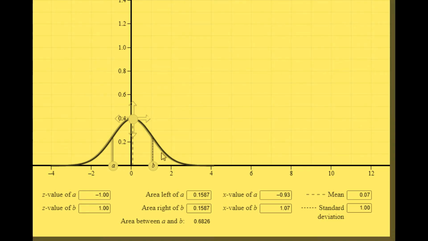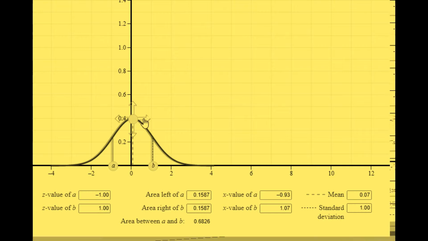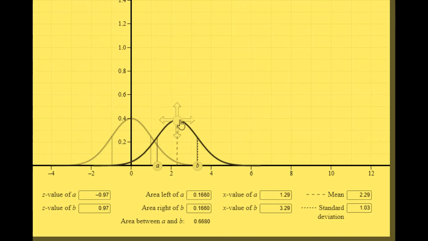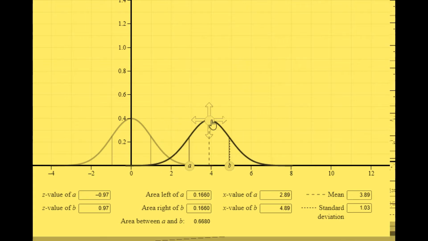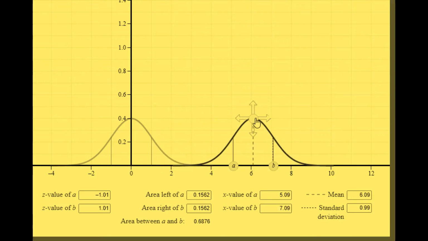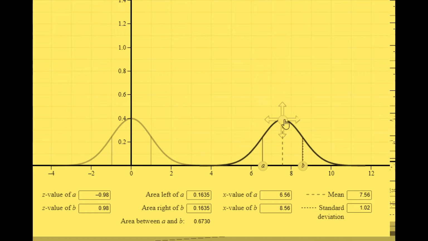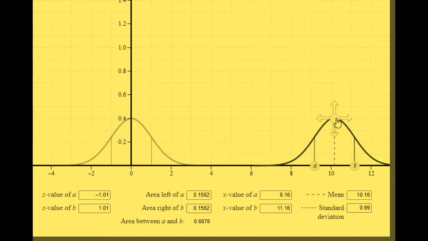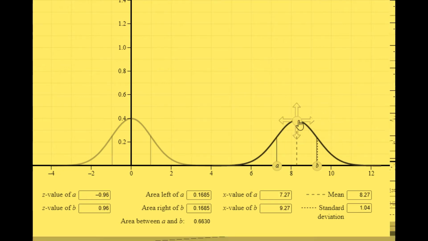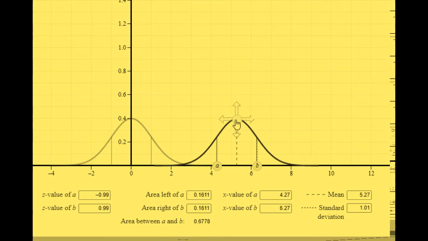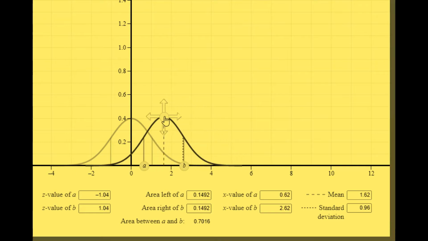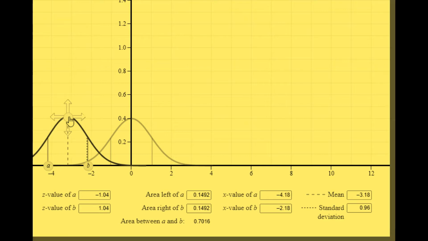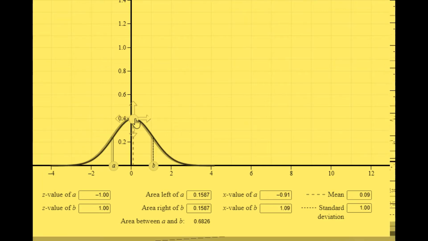We can also use this app to understand the concept. When I shift this curve to the right, it looks like the mean changes because the center of the curve changes. But the height doesn't change, so the standard deviation is the same. When I shift it to the left again, the center varies, so the mean varies, and the standard deviation does not change.